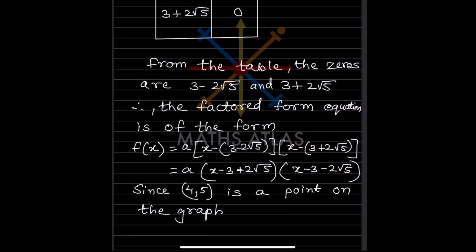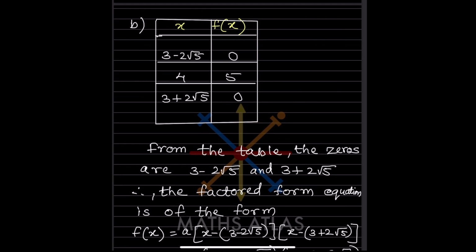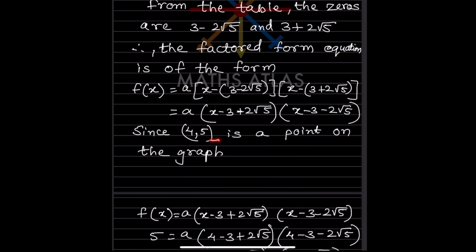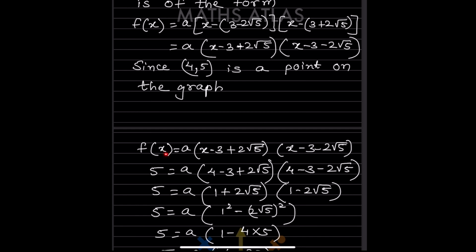So now what can we see here? So now we have 4 and 5. 4 and 5 means this is x and this is y. So since 4 and 5 is a point on the graph, what can we write here? F of x is, we got this one, we'll write it here. So now 4 and 5 means, again, this is x and this is y.